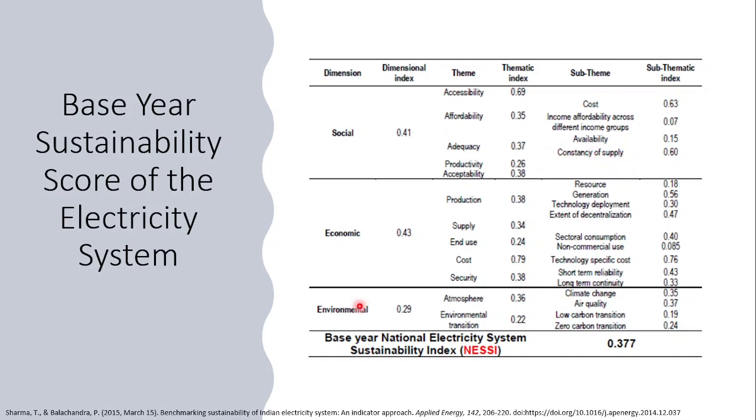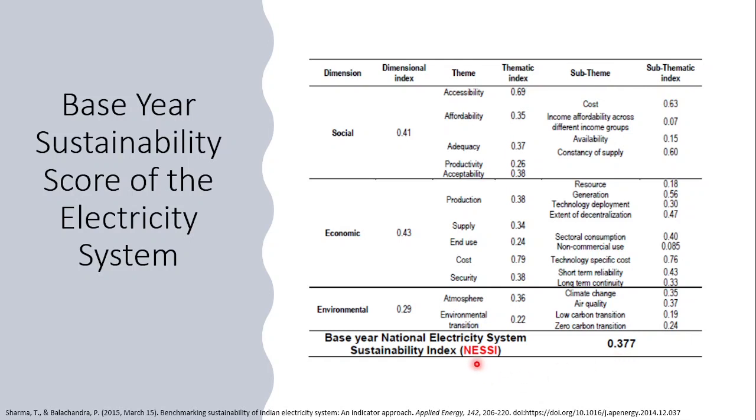Let's see the environmental dimension. You have themes of atmosphere and environmental transition, where you have climate change, air quality, low carbon transition, and zero carbon transition. This means that when you are decarbonizing the electricity sector but not exactly reaching zero carbon, that is low carbon. But zero carbon is when you have reached carbon neutrality essentially.